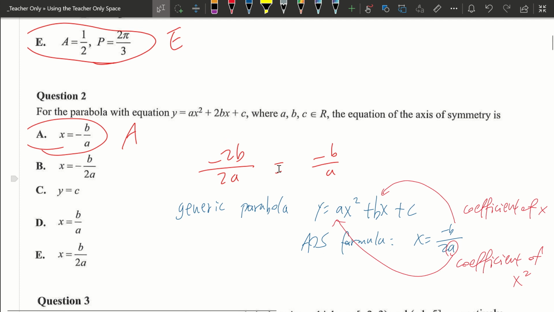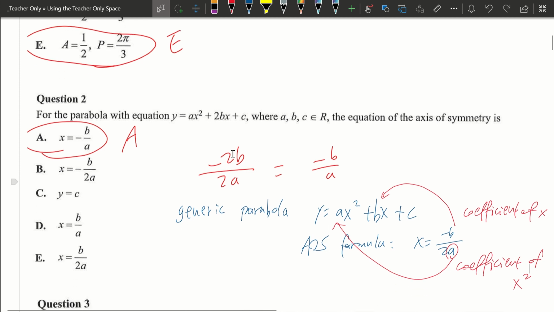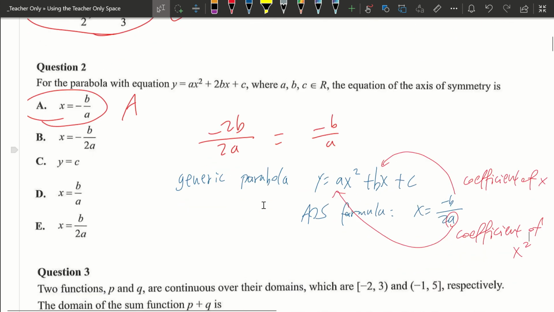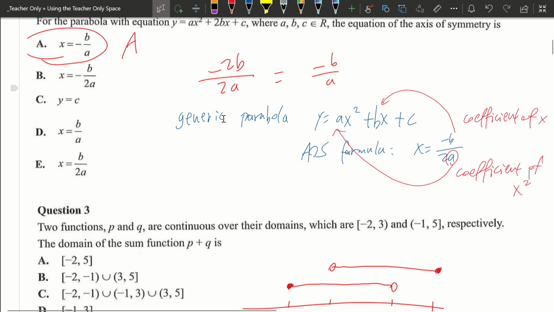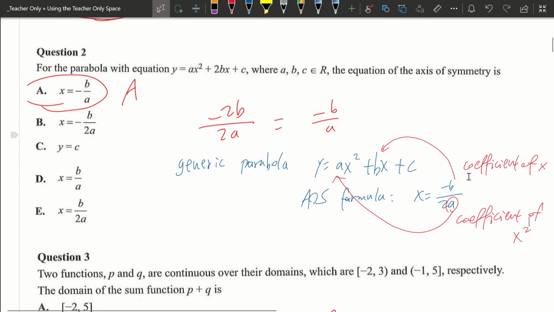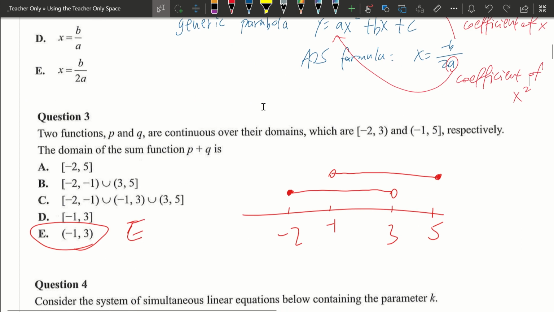So negative 2b over 2a. Well, this is nice because the coefficient of x squared in the question is a. And we write that down, cancel the 2, common factor, and then the answer is A. Can be slightly tricky if you don't know what the formula really means. The letters themselves are just placeholders. You need to know the meaning of the letters.